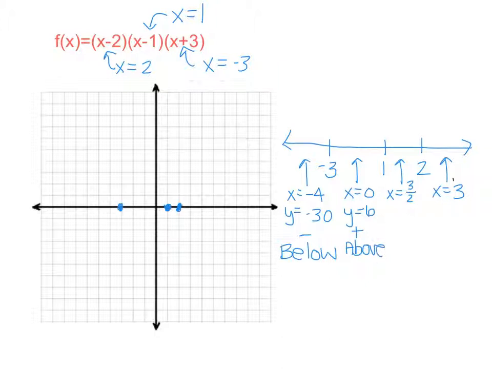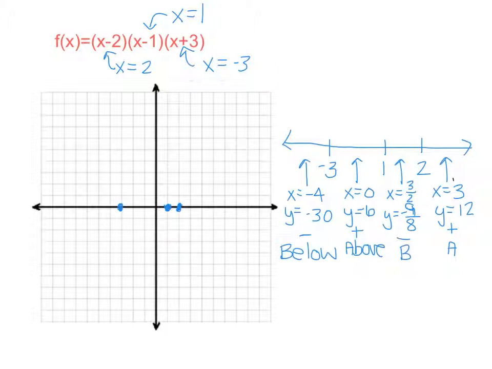When we plug in 3 halves, we end up getting out a negative 9/8. This is a negative value, so it's going to be below the x-axis. And then to the right of 2 on our number line, if you plug in 3, for example, we're going to get out y is 12, which is positive, which means it's going to be above the number line everywhere to the right of positive 2.